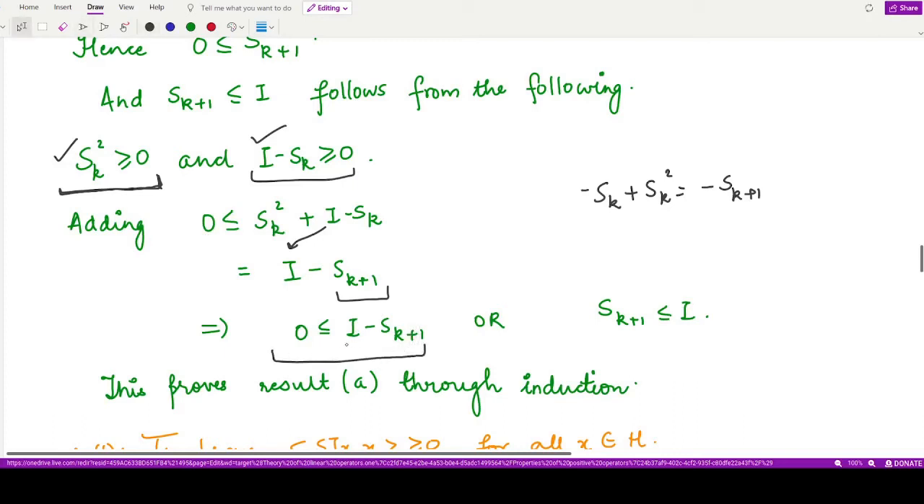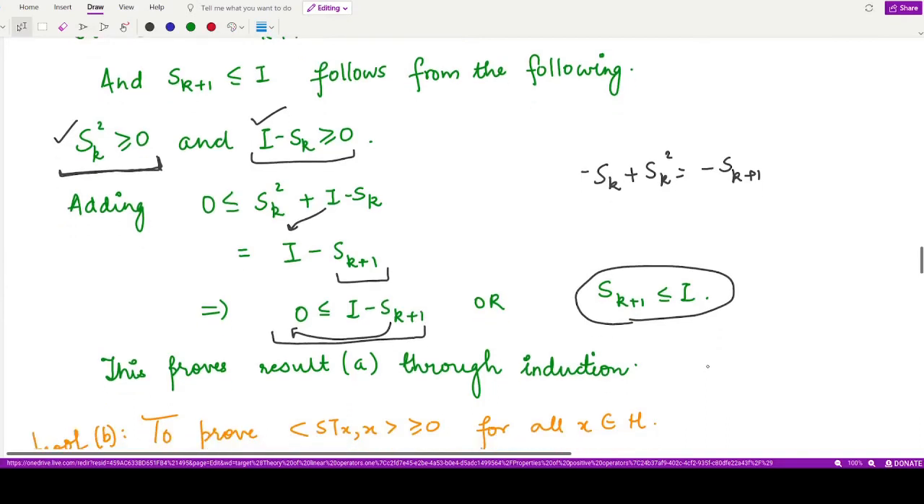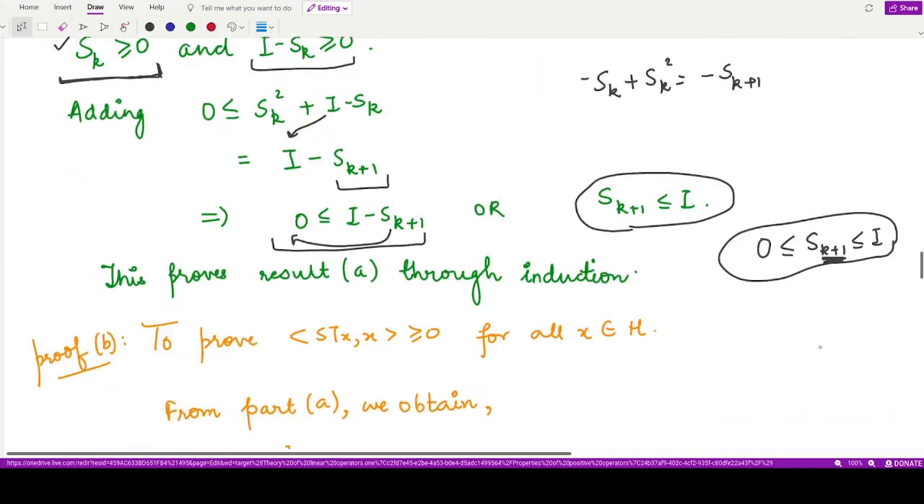And we may rearrange it a little. We can shift this thing to this side. So you have Sk plus 1 less than or equal to I. So this is the other part of the inequality that we wanted to prove here. So in this case, we have proved that the 0 operator is less than or equal to Sk plus 1, that is less than or equal to identity, using the process of induction on the index. Right? So we have proved this result using induction.